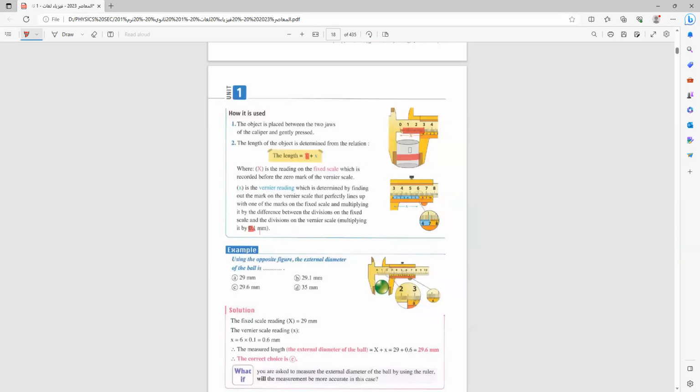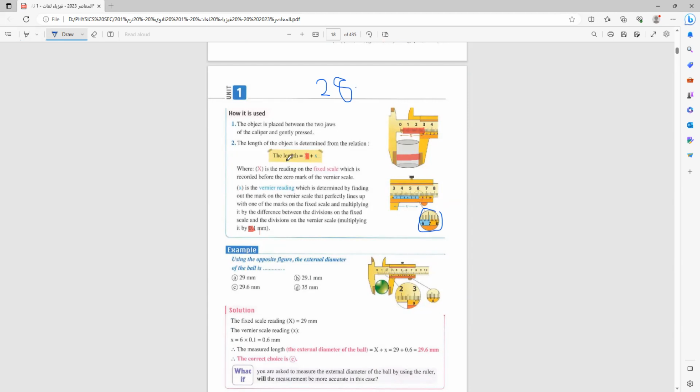So if you want to measure the diameter of this object, you must say, for example, 28.7. Why? Look at this part. The two divisions are identical.